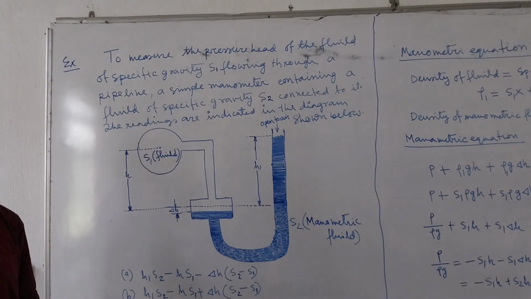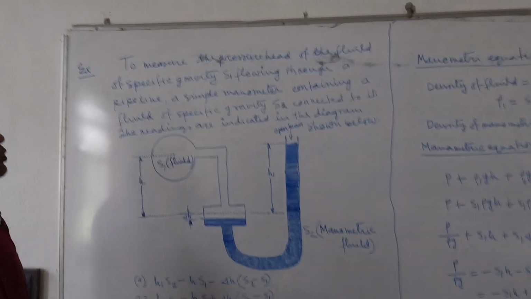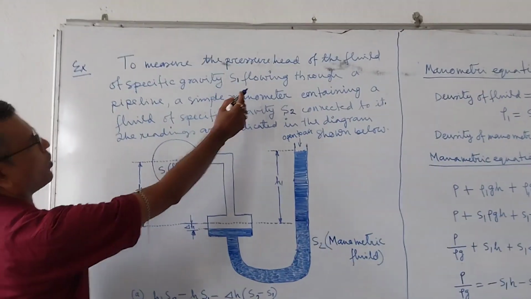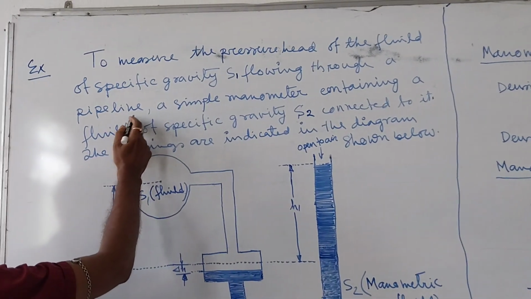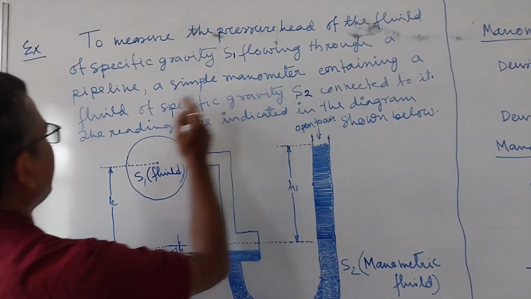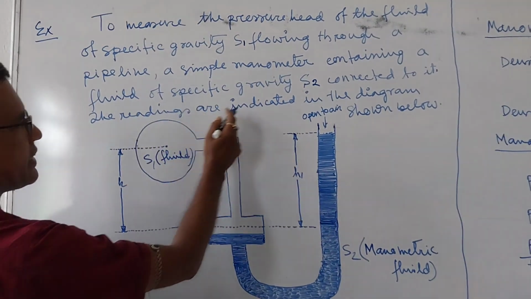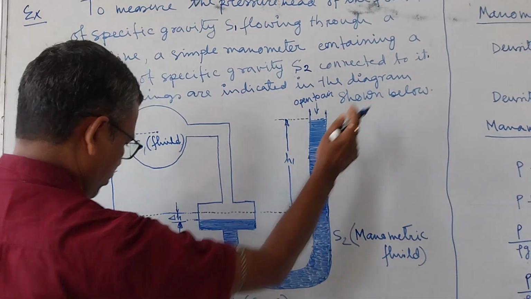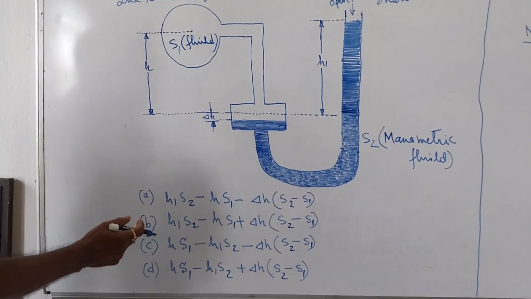So we'll be discussing important topics from fluid pressure again. For example, to measure the pressure head of a fluid of specific gravity S1 flowing through a pipeline, a simple manometer containing a fluid of specific gravity S2 is connected to it. The readings are indicated in the diagram shown below. So four options are there, and you have to find out the correct one.